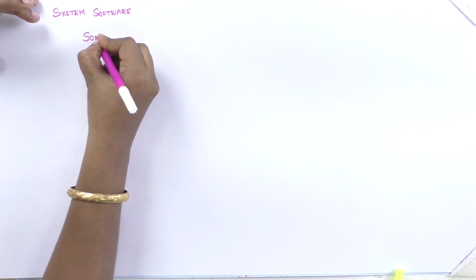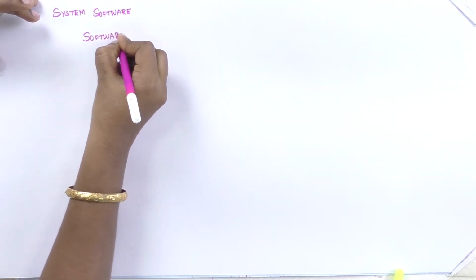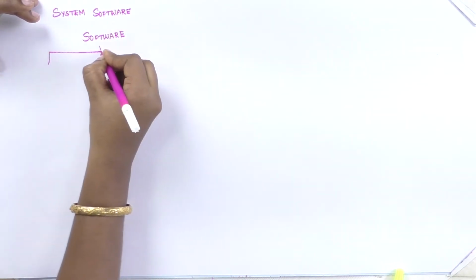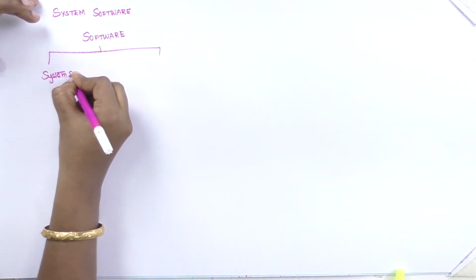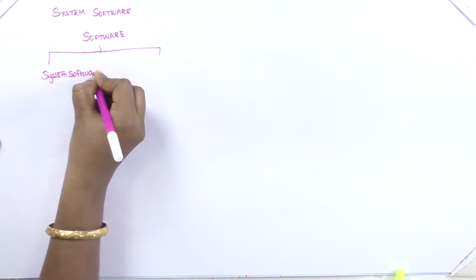So first, in our first unit, introduction to system software. First, what is meant by software? As we all know, software is a generic term. It is nothing but a collection of data and computer instructions. So we are categorizing our software into two types. One is system software and the other one is application software.